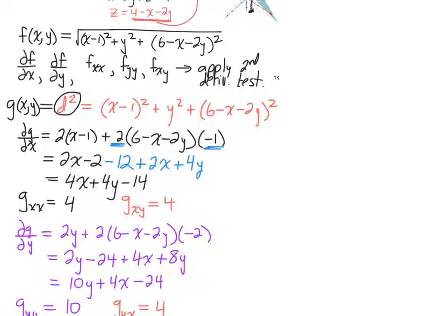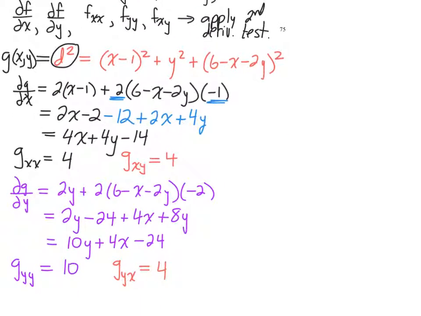So let's tackle our critical values. So set them equal to 0. 0 equals 4x plus 4y minus 14.